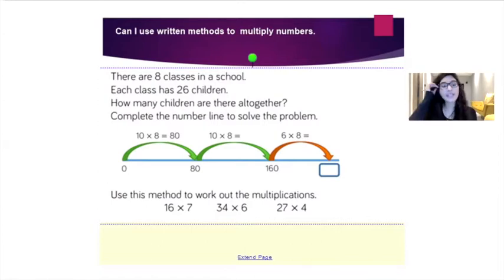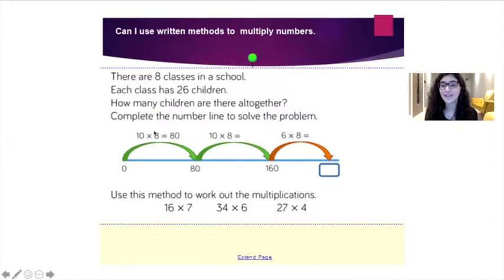So what they've done here is they've split the number 26 into 10, 10, and 6. If you work that out, 10 plus 10 is 20, 20 plus 6 is 26. So they've split the children up. And what they've done is they've multiplied each number by 8 because we have 8 classes that we need to work out the number of children for.